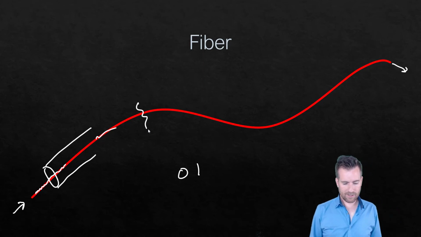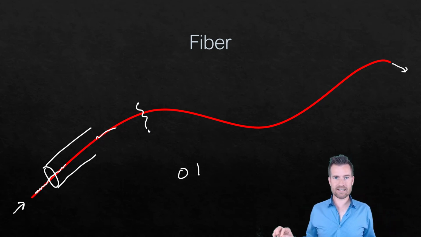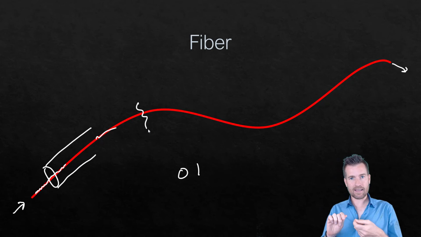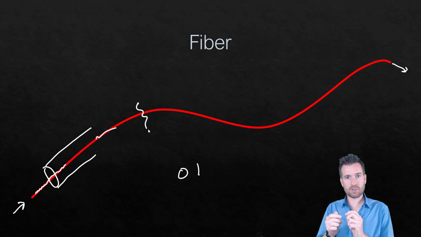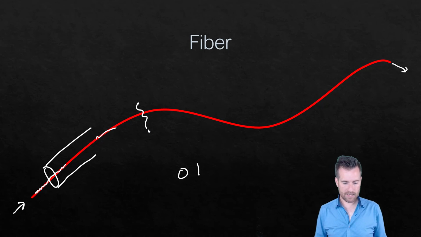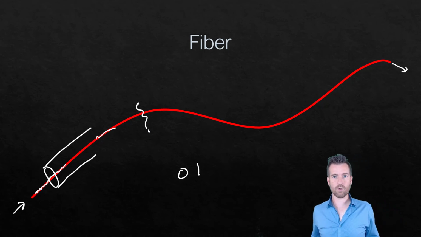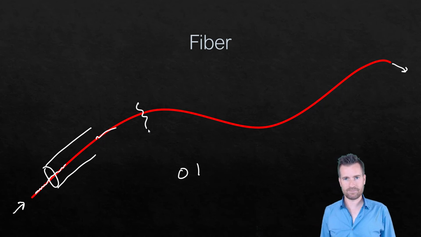So this is fiber. Fiber is awesome. It goes for longer distances. Once again, that fiber optics cable can be a little bit fragile, so you need to protect it. But a lot of our backbone networks are using fiber.